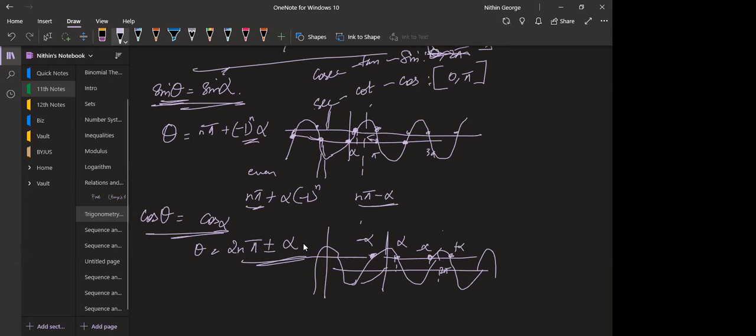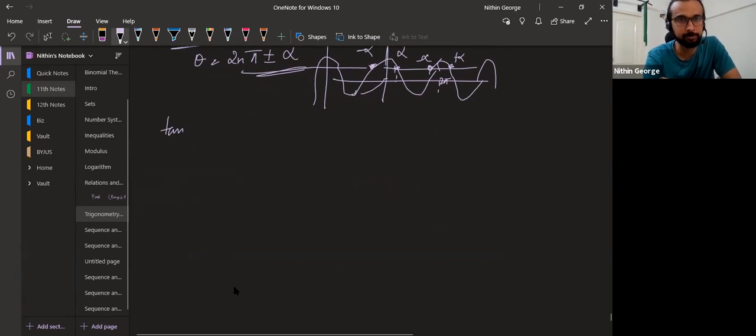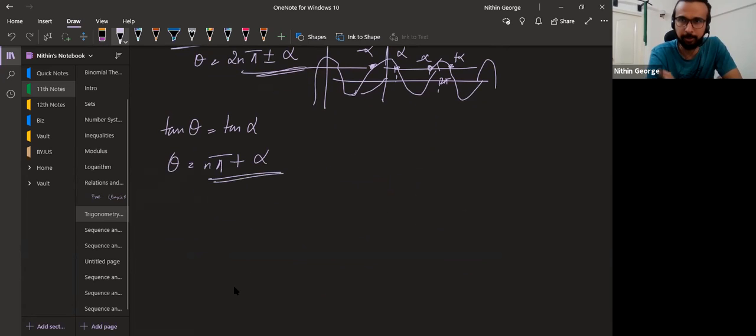Yes, sir. Okay. Now, if you have tan theta equal to tan alpha, what happens? Theta is equal to n pi plus alpha. That's it. It's as simple as that, because after pi, it repeats. Tan theta.